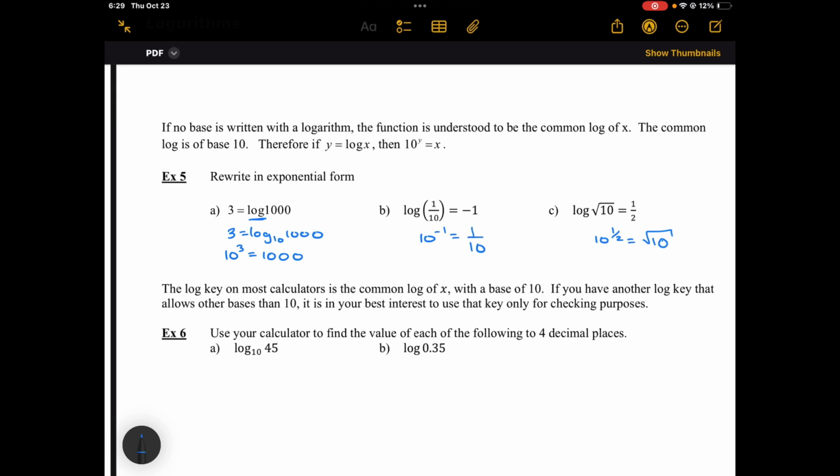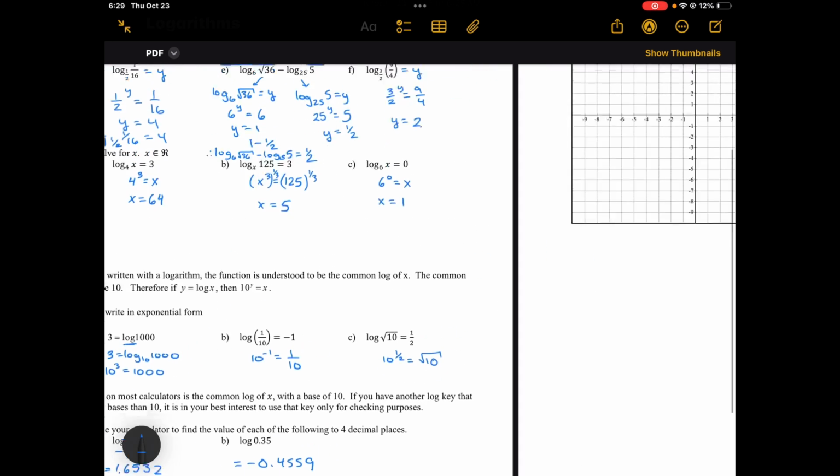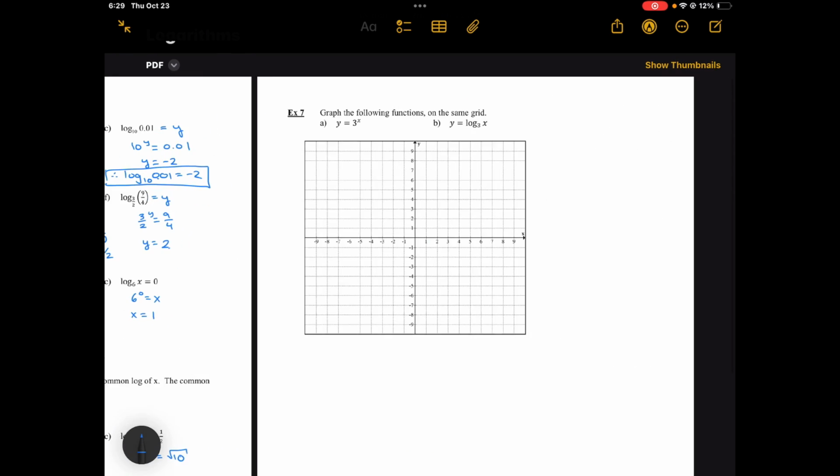Using your calculator, using the log button, you should be able to evaluate these to 4 decimal places. This first one should be 1.6532, and the second one should be negative 0.4559. The last thing that we're going to take a look at is a graph.